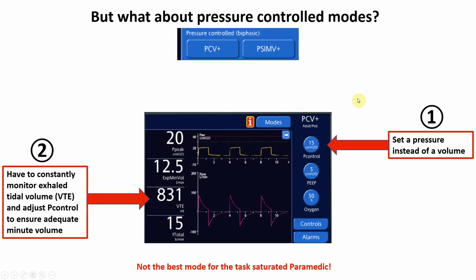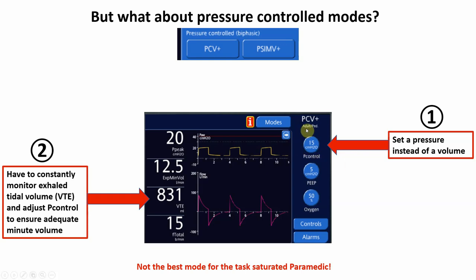So what about pressure control modes? Are these something that we should be using? Most of the time, not. Not for a patient who is spontaneously breathing. The reason why, and pressure control modes aren't all that complicated.